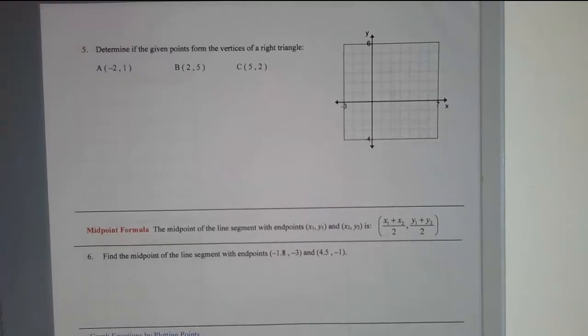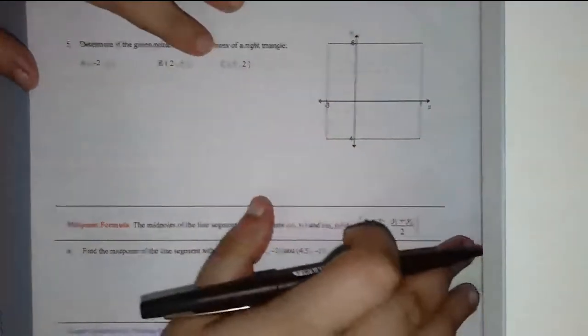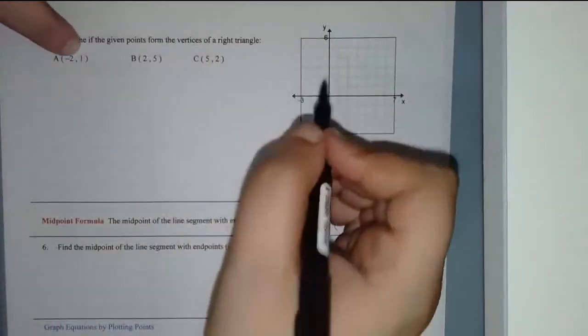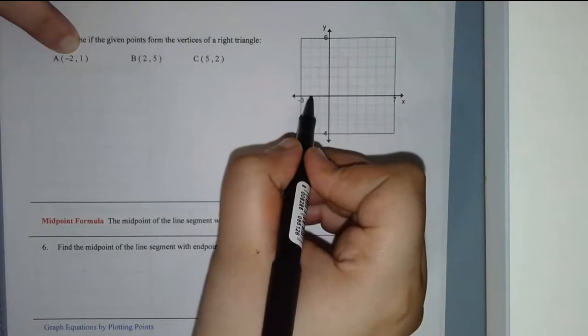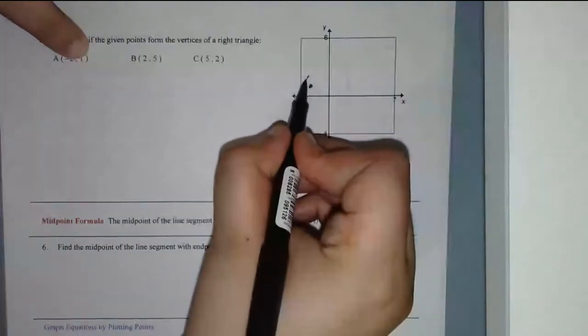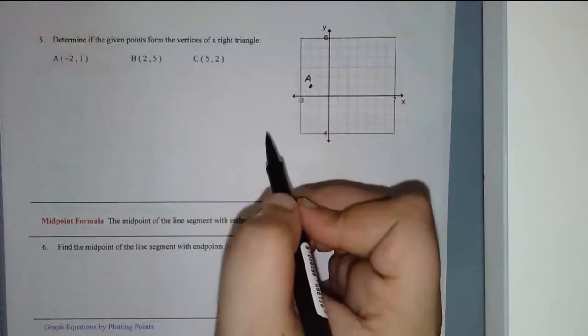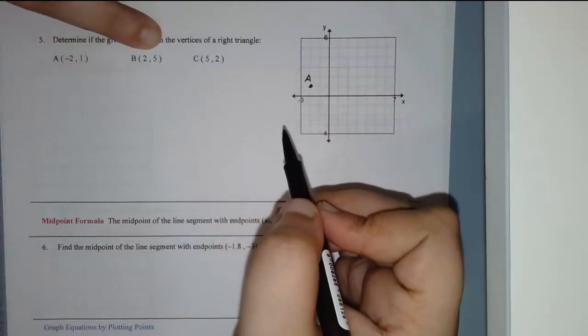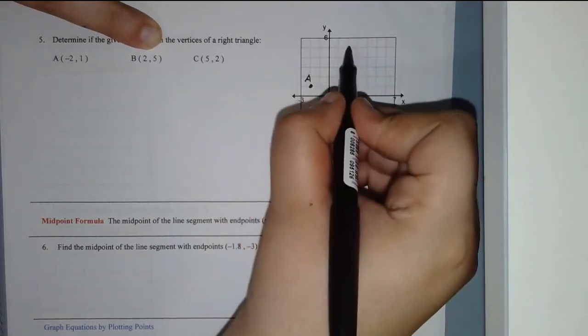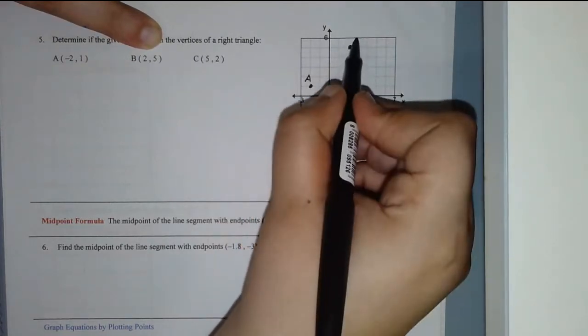We have this question right here, which says determine if the given points form the vertices of a right triangle. Okay, so we can plot the points here. Let's try that. You have -2 and 1. So x is -2, which is 1, 2, right here. And y is 1, so go 1 up. This is A. Okay. B is 2 and 5. So 2 for x, 5 for y, which is right here. So that's B.